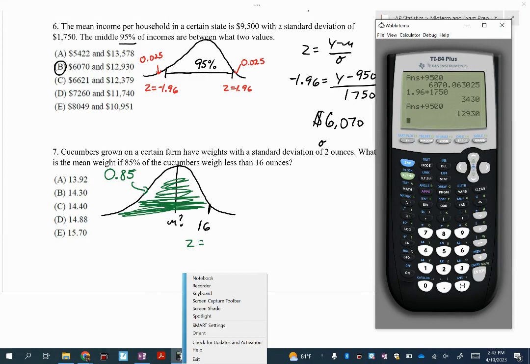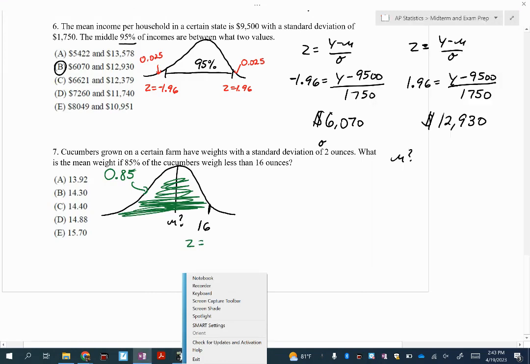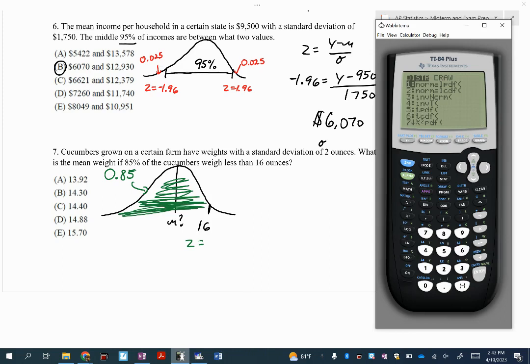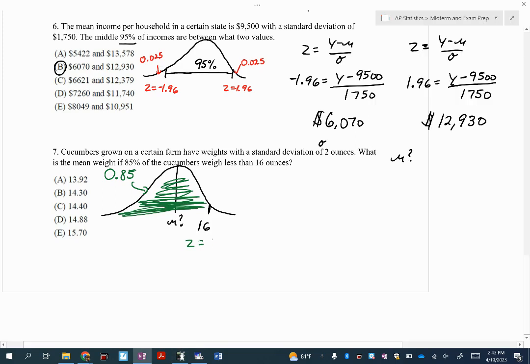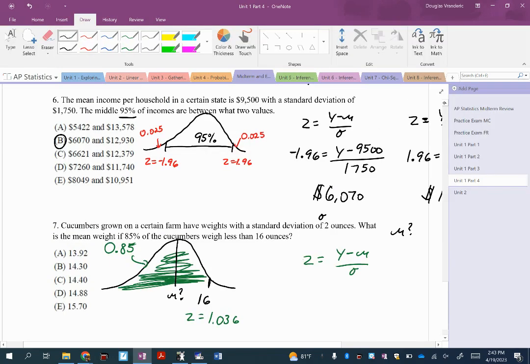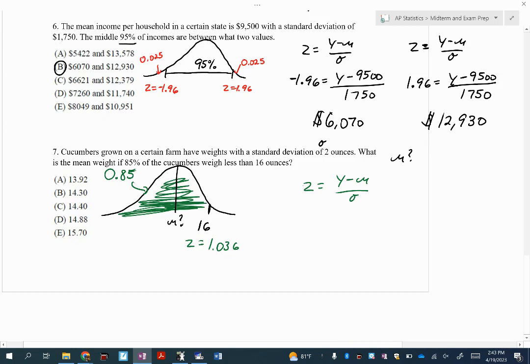So do inverse norm. So second vars, number 3. I'm going to put 0.85. That's to the left. So my z-score is 1.036. All right, so do my formula. Plug in what we know. We know the z-score. We know y is 16. What am I solving for? Mu, right? I don't know the mean.